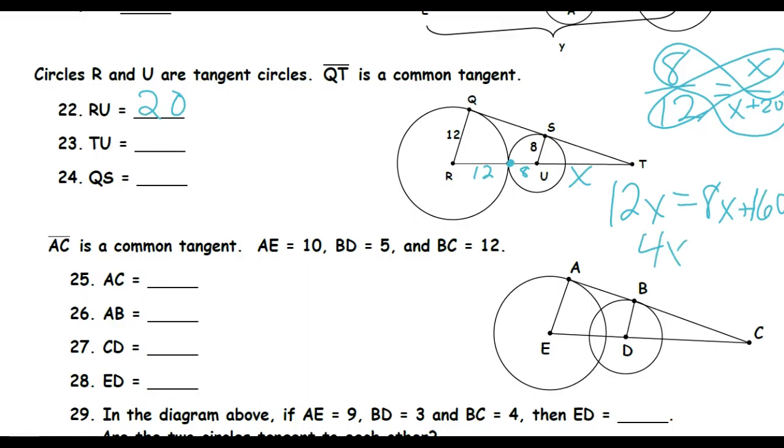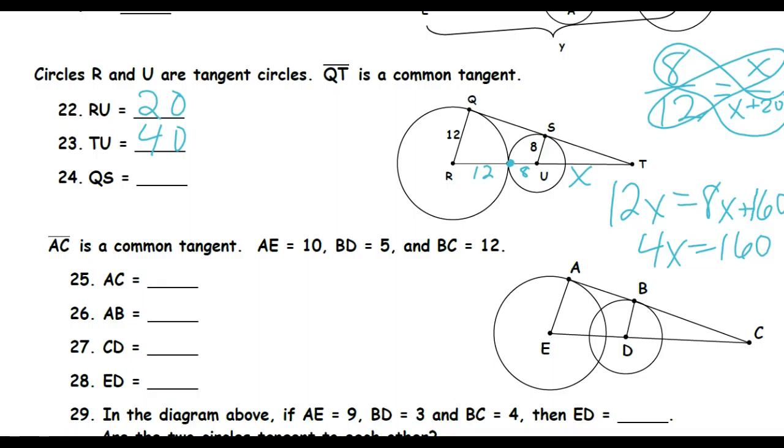Subtract 8, 4x equals 160. We can divide that in our head. 160 divided by 4 is 40. It's not drawn to scale. My favorite, I love when the pictures are so grossly not drawn to scale. Okay, are we good on that one now?